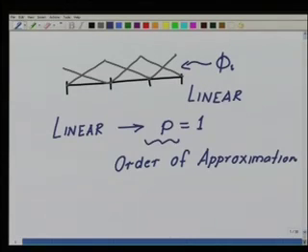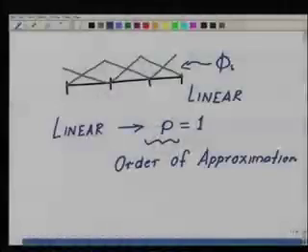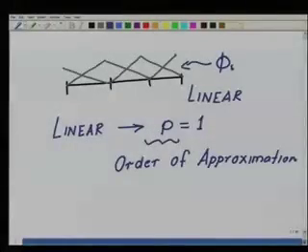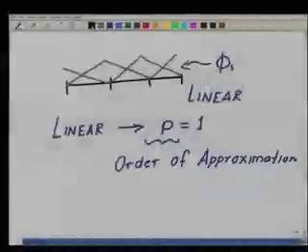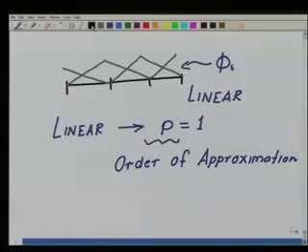Now what we have implicitly assumed, and we will assume it throughout this course unless we specify otherwise, is that this order of approximation is the same in all the elements. That is, throughout the domain we are going to use the same order of approximation. One can always use different orders of approximation in different regions of the domain. That case we will not handle now. So let us now see how this order of approximation can be increased.